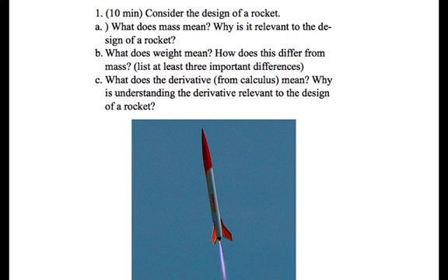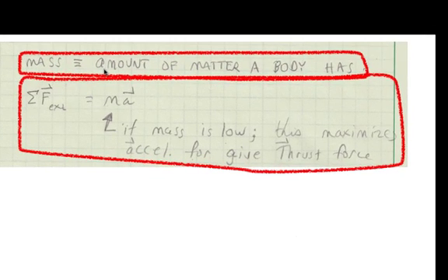Question A was, what does mass mean? Why care? Mass is the amount of matter a body has. Equally correct, we could have said mass is resistance to acceleration.